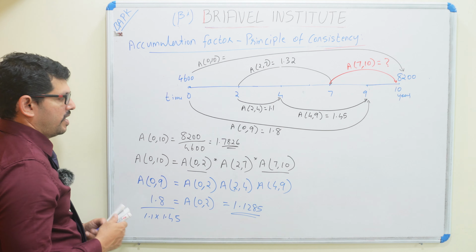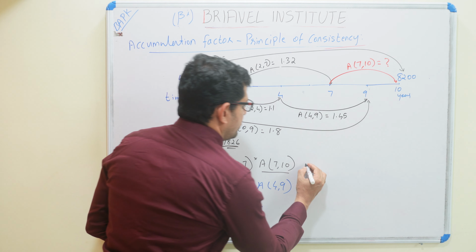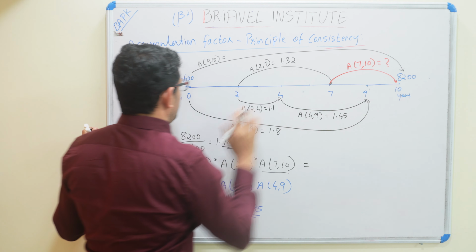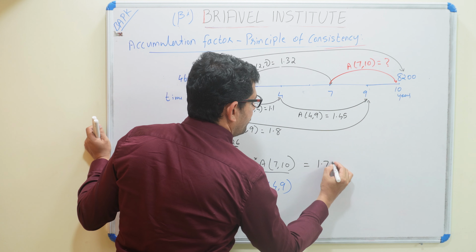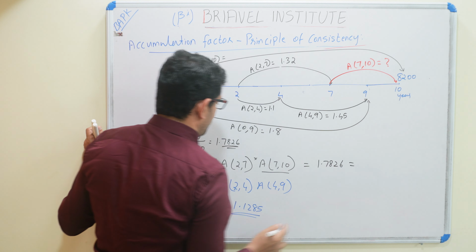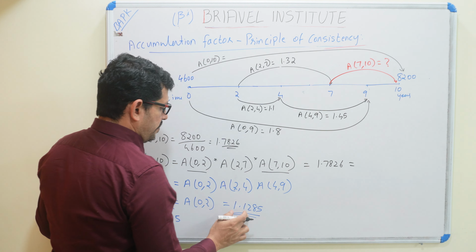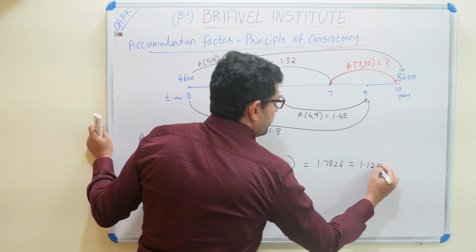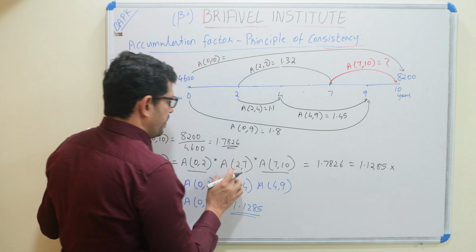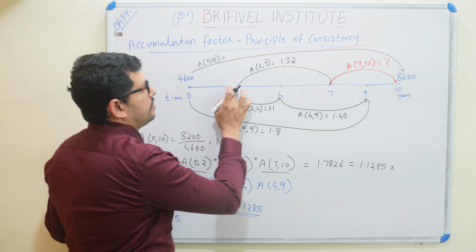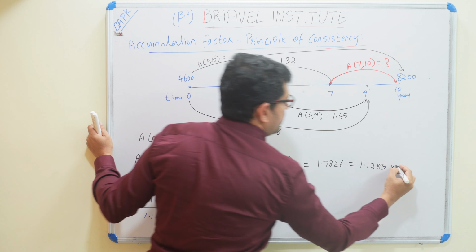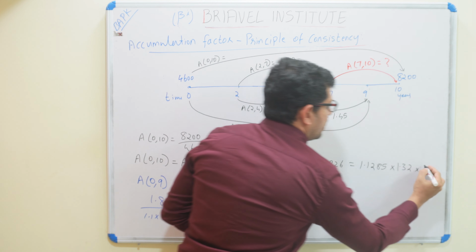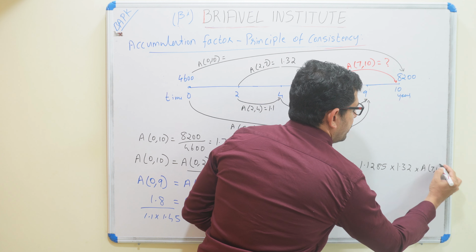Now you see, we know the A0 to 2. Now we can find out A0 to 10. What is the value? A0 to 10 is 1.7826. 1.7826 is equal to A0 to 2, we know that, 1.1285 multiplying with A2 to 7. What is the value? 1.32. And this is multiplying with A7 to 10, that we don't know. We have to find it out.